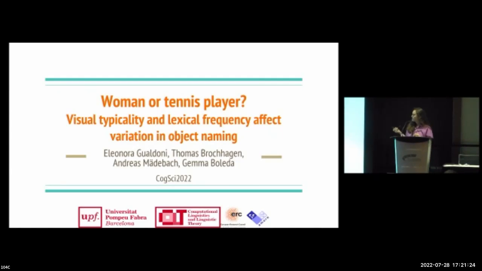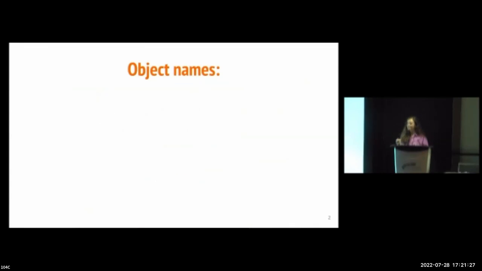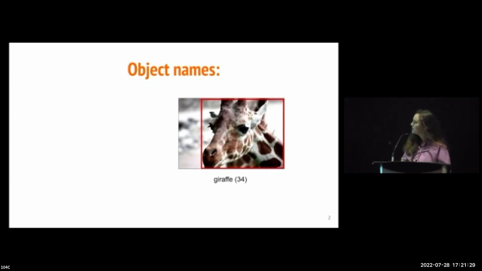So the topic of our research is object names. And when we say object, we mean stuff like this one here. In our dataset, called the Many Names dataset, we have real-world images with objects highlighted with a red bounding box. And then we have many speakers that produce a name for the object. In this case, we can see that 34 speakers produce the name giraffe.